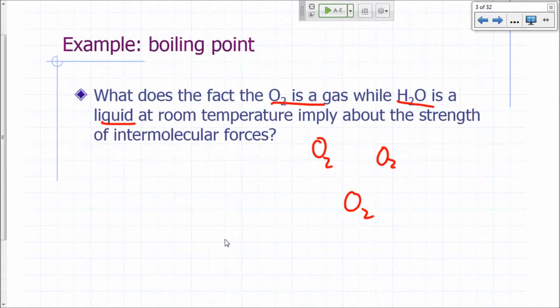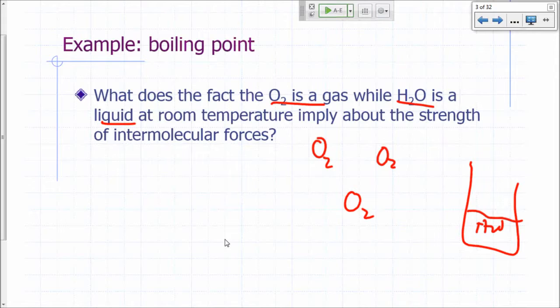Whereas water, water is what? Water molecules are much closer together at room temperature. It's a liquid, right? So what does that mean? In which case do you have stronger attractive forces among the water molecules? In fact, that means that your oxygen, what would you say is the boiling point of oxygen?